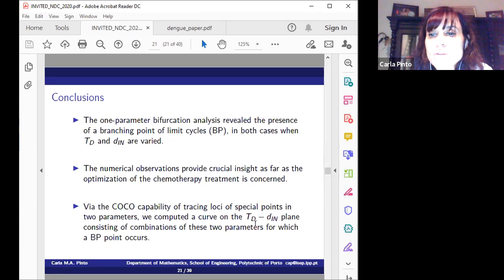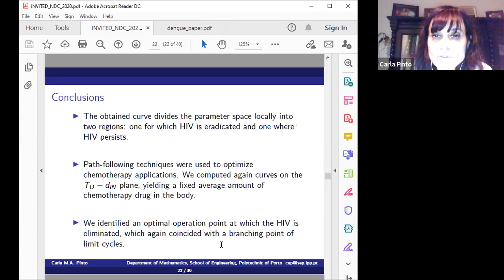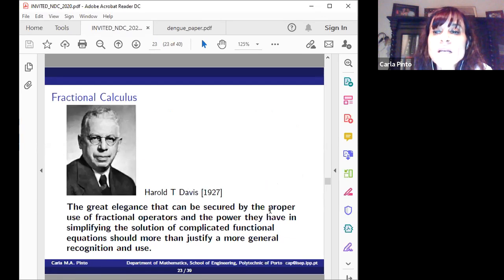We have also considered curves on the TD minus DIN plane, and it consists of combinations of these two parameters for which bifurcation point occurs. And for each of these pairs, we managed to split the region of this plane in two, one for which HIV is eradicated and one for which HIV persists. And just a little bit of fractional calculus.